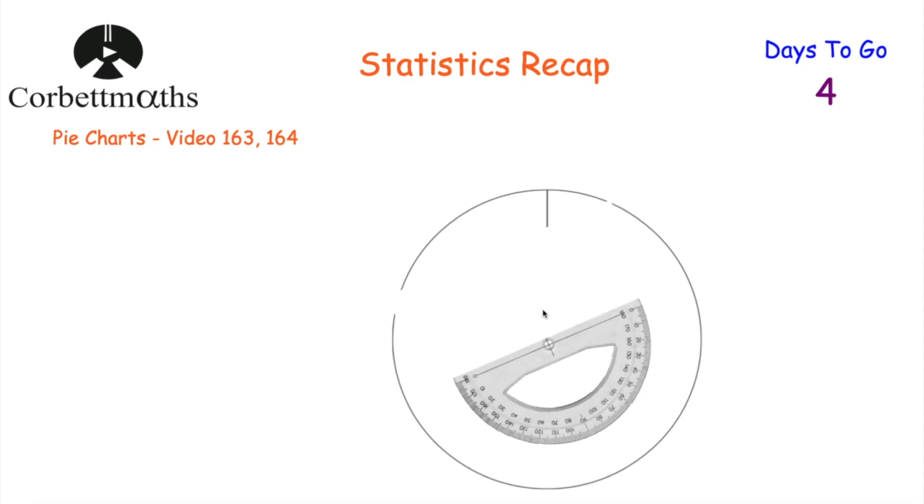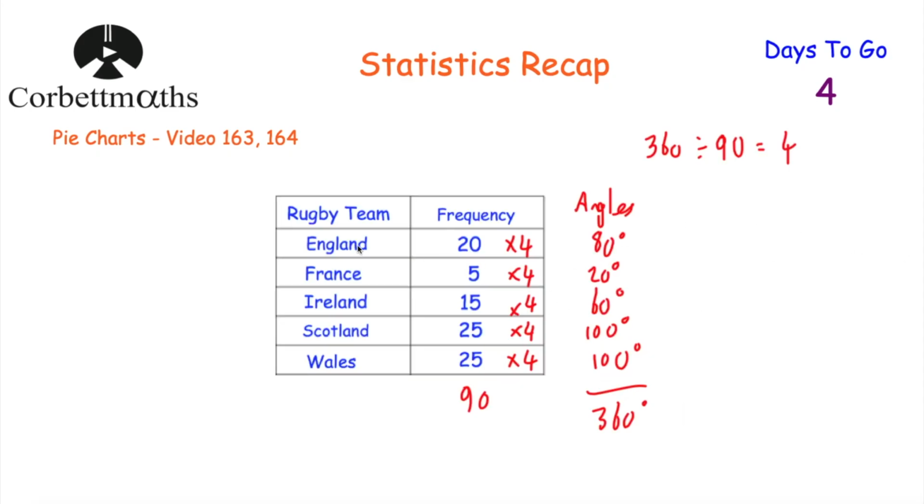And make sure whenever you're drawing your pie chart, you label each of the sectors. So you'd label one of them England, one of them France, one of them Ireland, one of them Scotland, and one of them Wales. Okay, so that's drawing pie charts.